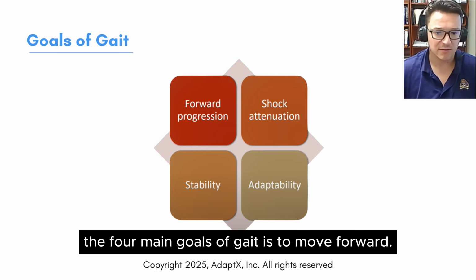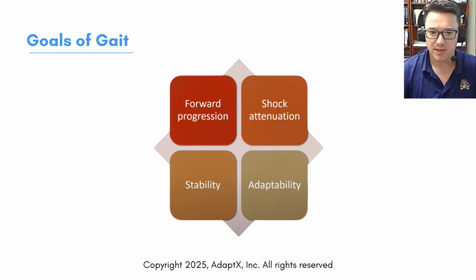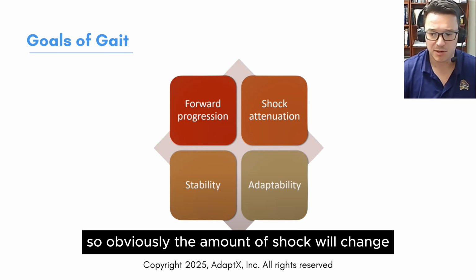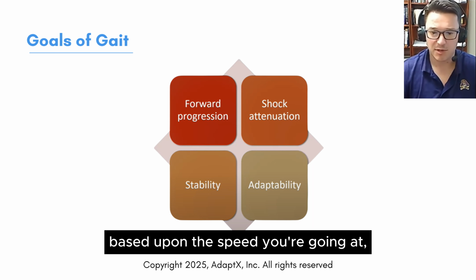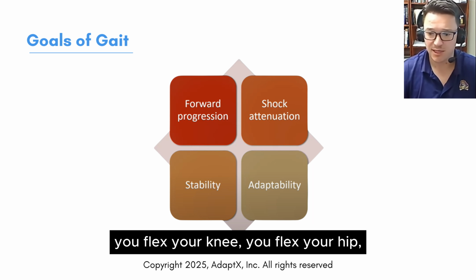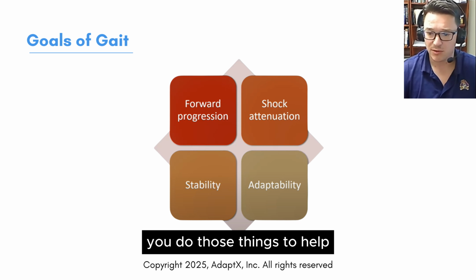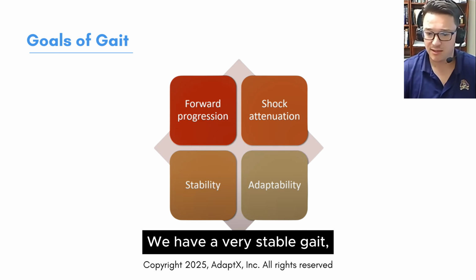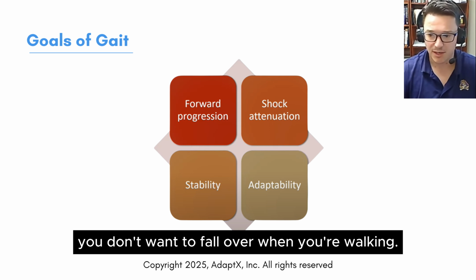Now with gait, the four main goals of gait are to move forward; to attenuate shock that occurs. Obviously the amount of shock will change based upon the speed you're going at, but that's why we usually flex our limbs. You flex your knee, you flex your hip. You do those things to help attenuate some of the shock and not just have a rigid limb. We also want a very stable gait. Obviously you don't want to fall over when you're walking.